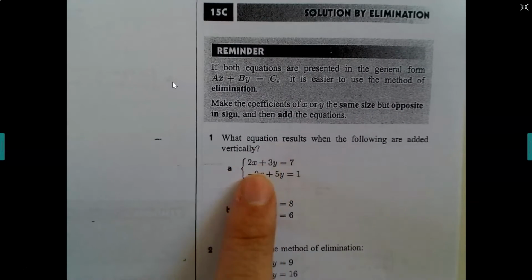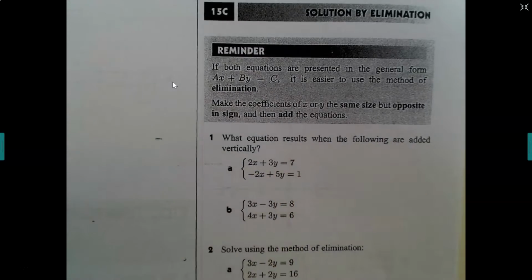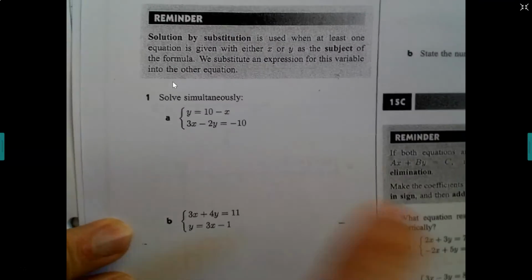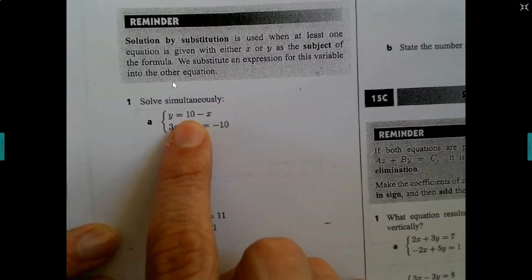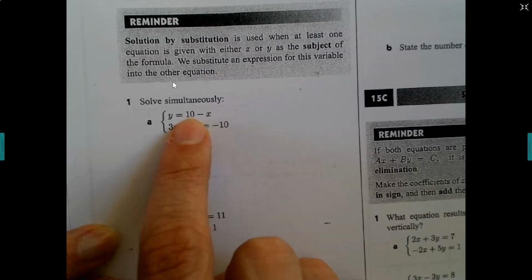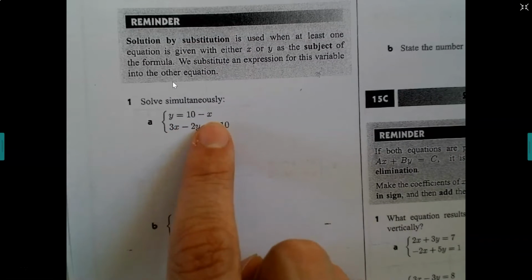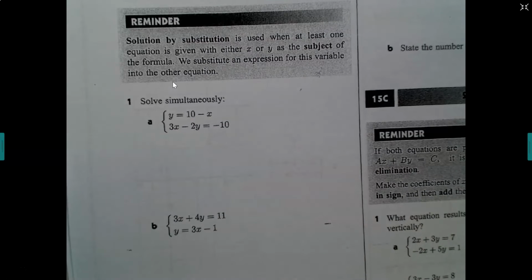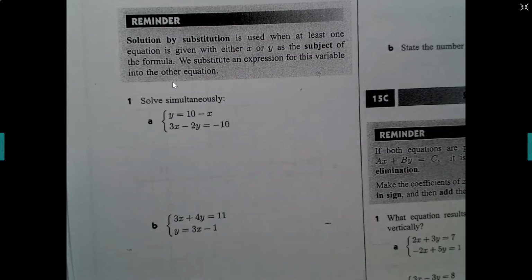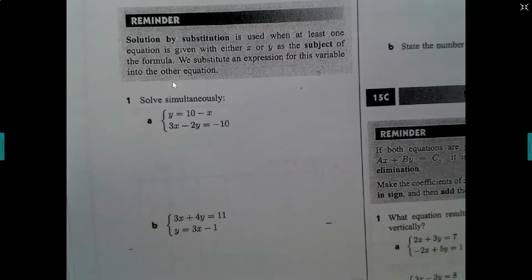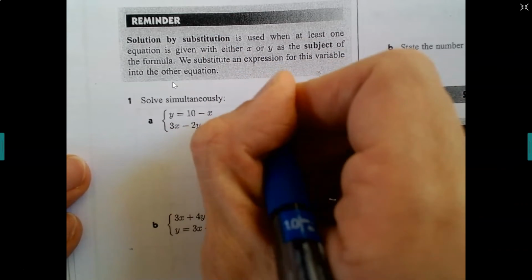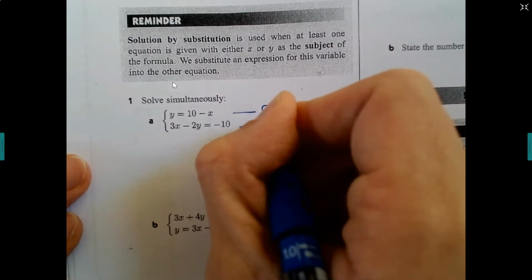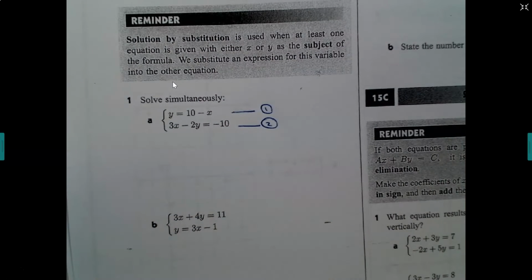That means that we aren't writing the equation so the y is all by itself. However, see how when we're solving by substitution, they give you one of the formulas in gradient intercept form. Why? Because it becomes easier for us to substitute one into the other. So what we can do, it's always a good idea to label your equations. So I am going to call this first one equation 1, and I'm going to call this second one equation 2.